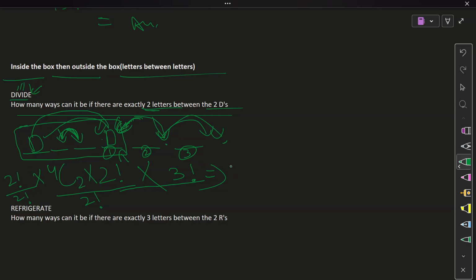This is my way of how I would do it, and let me just put it in a calculator. Okay, so 4C2 into 2 factorial, and that's just going to cancel out, into 3 factorial. Is that it? Yep. That gives you 36 ways. 36 ways.